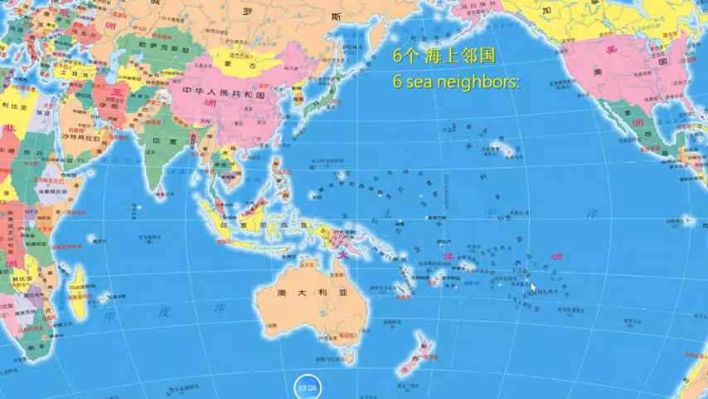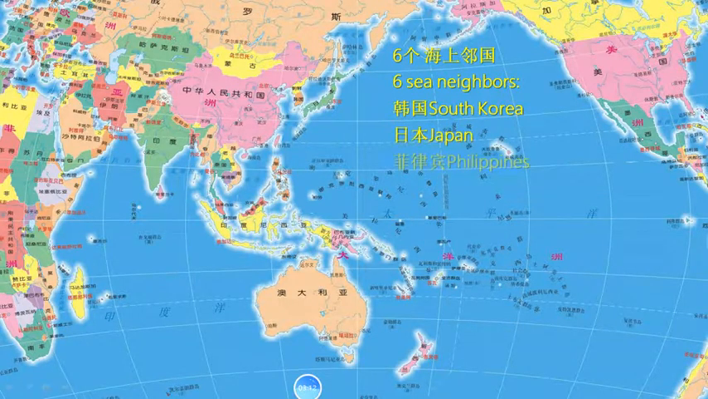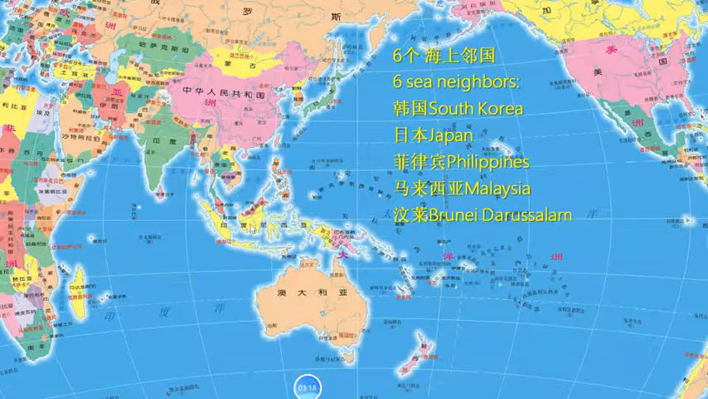6 sea neighbors. South Korea, Japan, Philippines, Malaysia, Brunei, Indonesia.